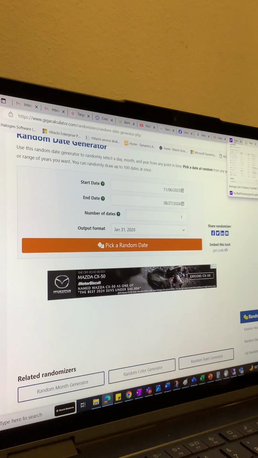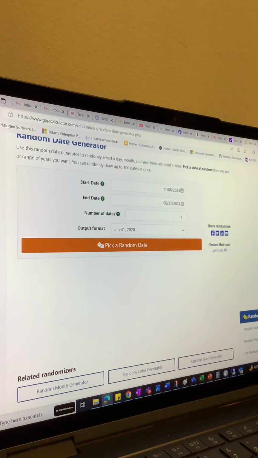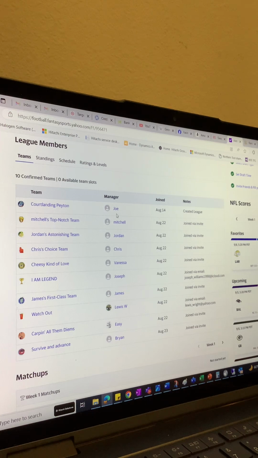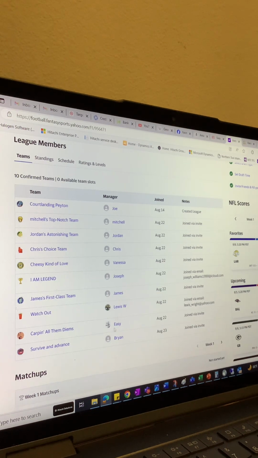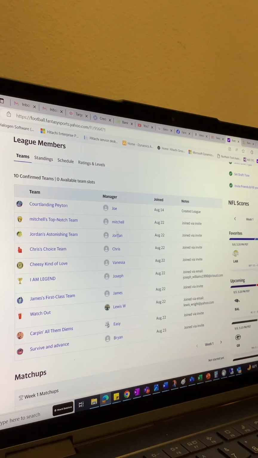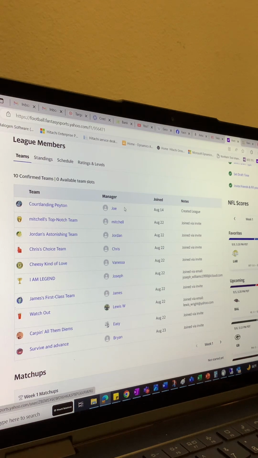So we've got our random date generator here, and I'm just going to be going down the list in order of how people join the league to assign them dates. So starting with me.